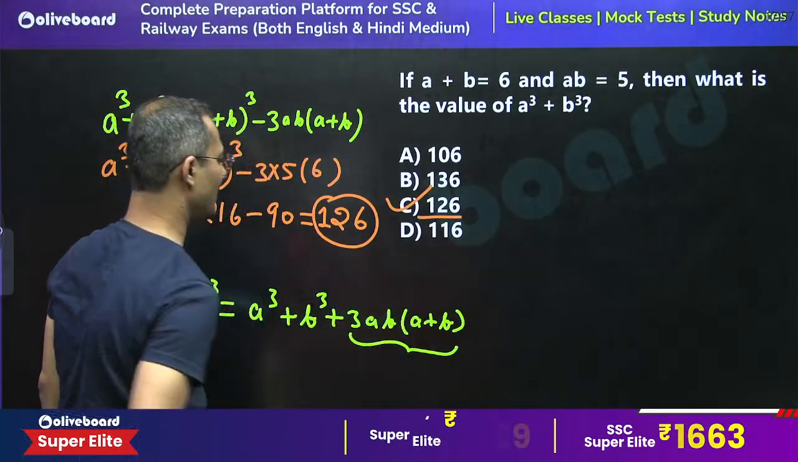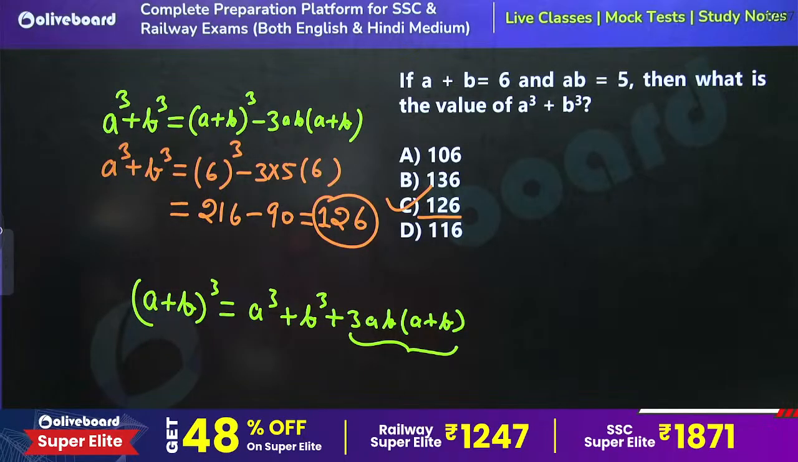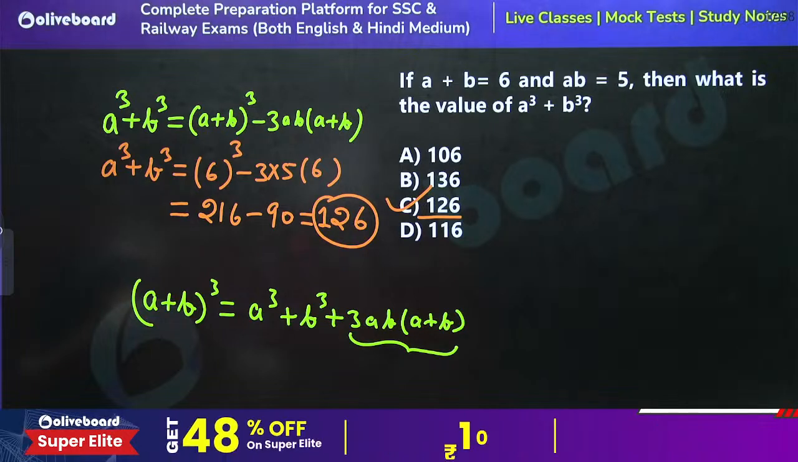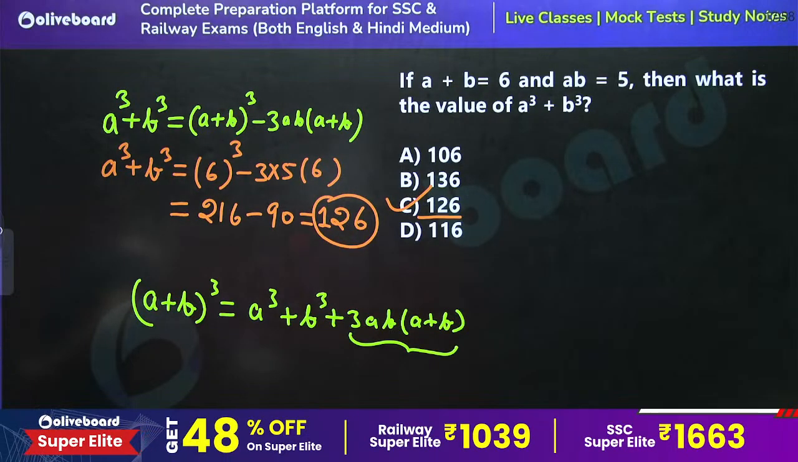So C part is the right answer. 126 is the right answer. Yes. See, A is not the right answer. I think 126 is the right answer.